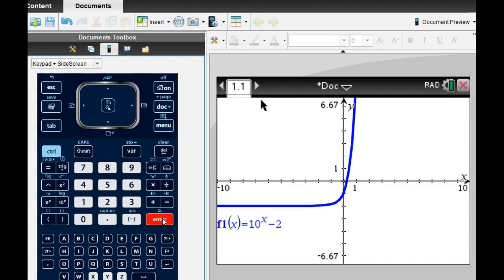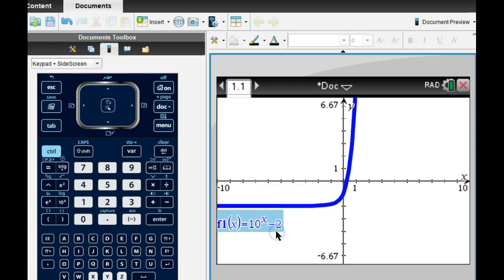Now, does everyone see how this is shifted? Shifted down 2. You see how this horizontal asymptote is down 2. And you know how I can tell? Because the equation says minus 2. So doesn't that make sense? It doesn't touch negative 2, because it's been shifted down 2.